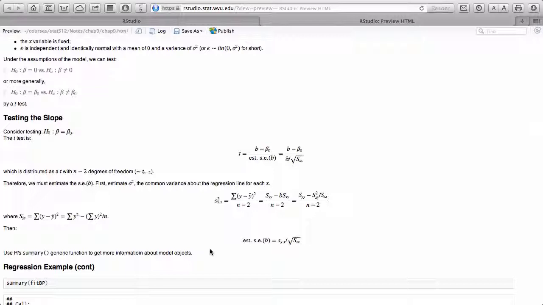I'm testing that beta equals beta naught, and so I test it by, well, if beta naught is 0, I'd simply test it by b over the standard error of b. It's actually the estimated standard error of b. And that's why we need the estimate of sigma, the Greek letter sigma. Because the standard error of b is sigma over the square root of s sub xx.